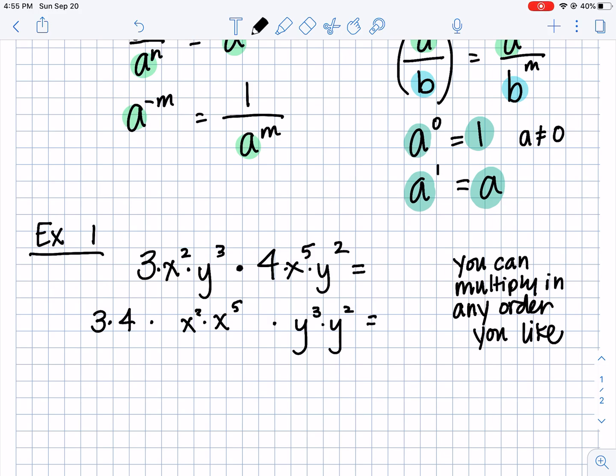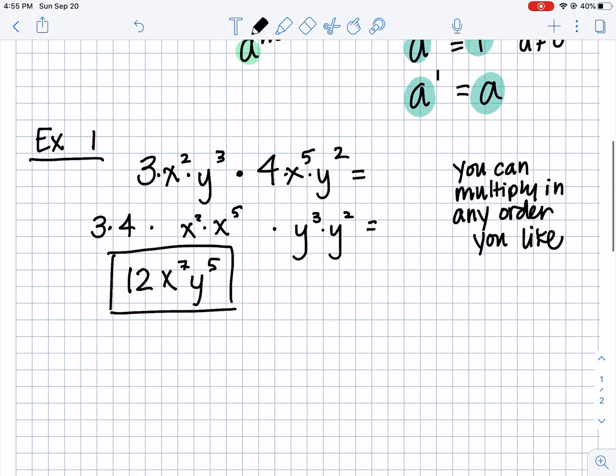Well, 3 times 4, I've always known what 3 times 4 is. That's 12. That knowledge doesn't change. X squared times x to the 5th is x to the 2 plus 5, or x to the 7th. And y cubed times y squared is y to the 3 plus 2, or y to the 5th. So now I have a simplified expression.